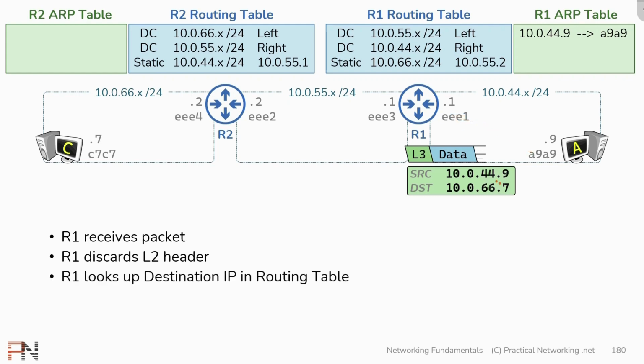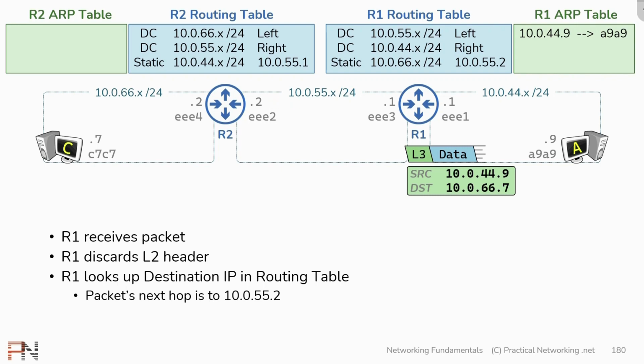Now router 1 will look at the destination IP address in its routing table. It's going to try and find a match to determine where to send this packet next. It'll see that there's a match right here, which will tell router 1 that the next hop for this particular packet is the IP address 10.0.55.2, which is router 2's IP address.